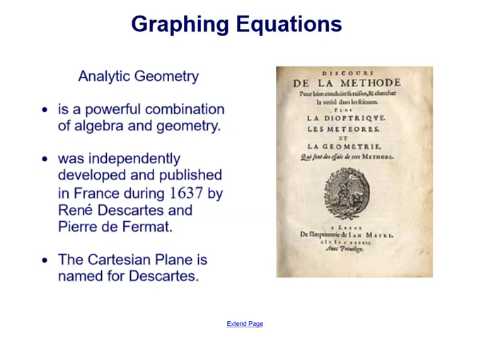Analytic geometry is a powerful combination of algebra and geometry. It was independently developed and published in France during 1637 by René Descartes and Pierre de Fermat. The Cartesian plane is named for Descartes.